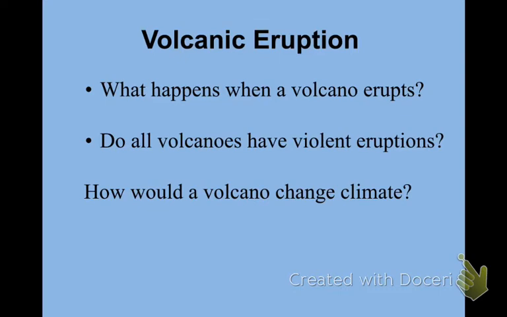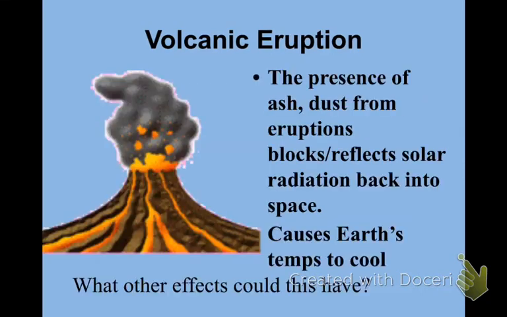So based on that, you can think about when that layer of ash and dust is in the sky, if it's blocking solar radiation, then how will that affect your climate? What's going to make it a lot colder? The presence of the ash and dust from eruptions will block and then reflect that solar radiation back into space. And that's going to cause your temperatures to cool drastically.